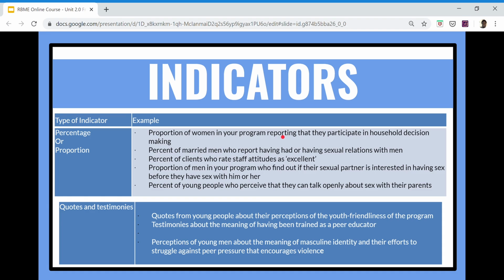But on the other hand, numerical indicators cut across all the levels of change as you move from the input, the activities, to the output, to the outcome, and to the impact of the project. You have numerical indicators, and they can come in the form of numbers, rates, percentages, proportions, or ratios.